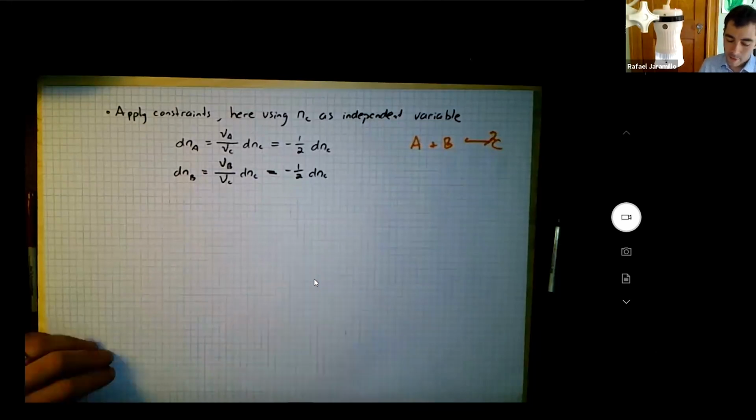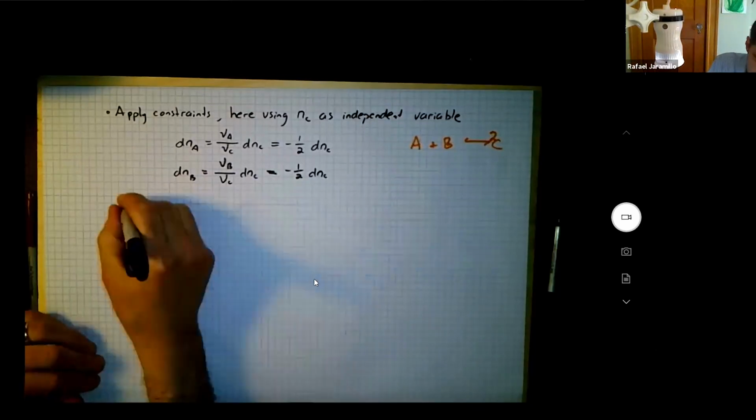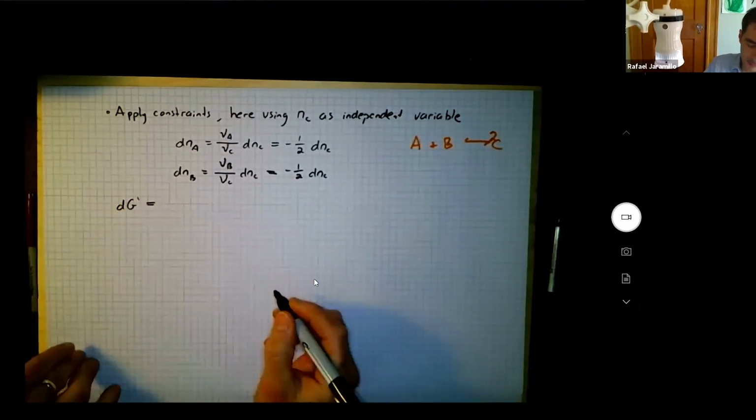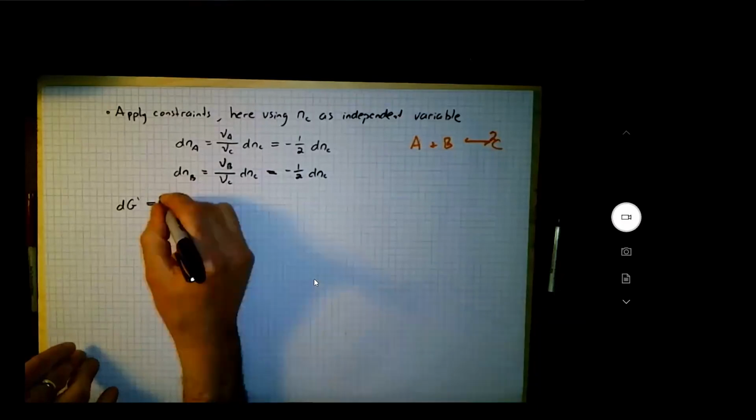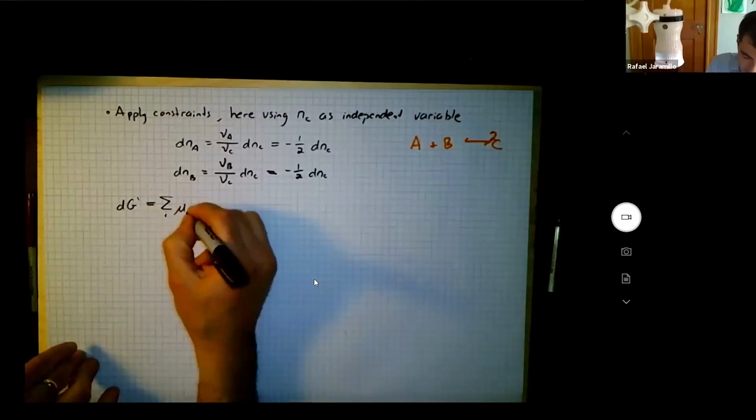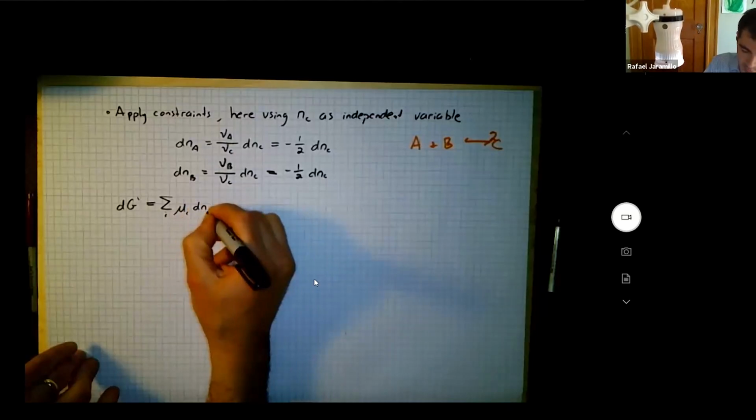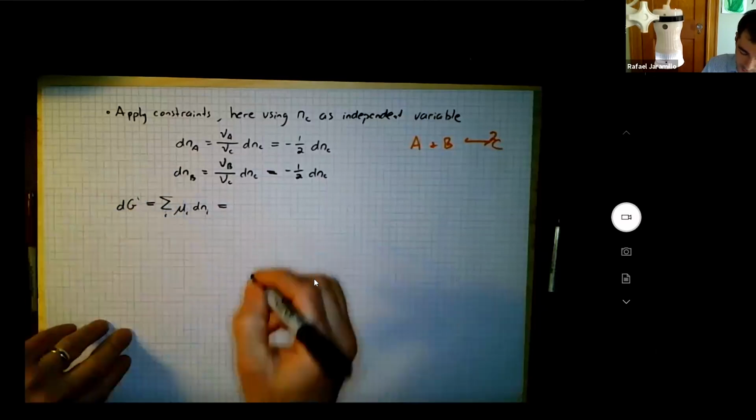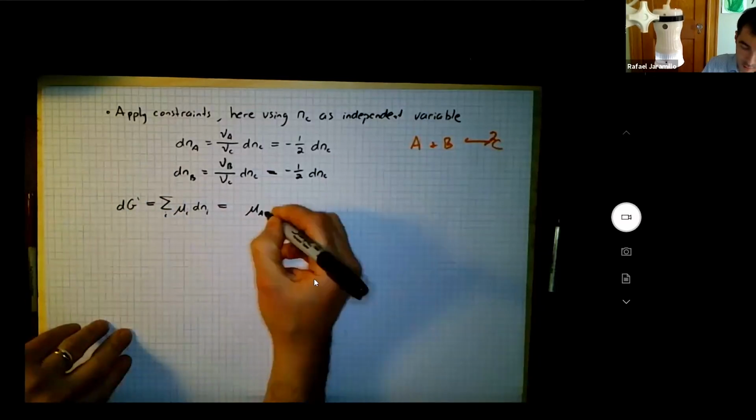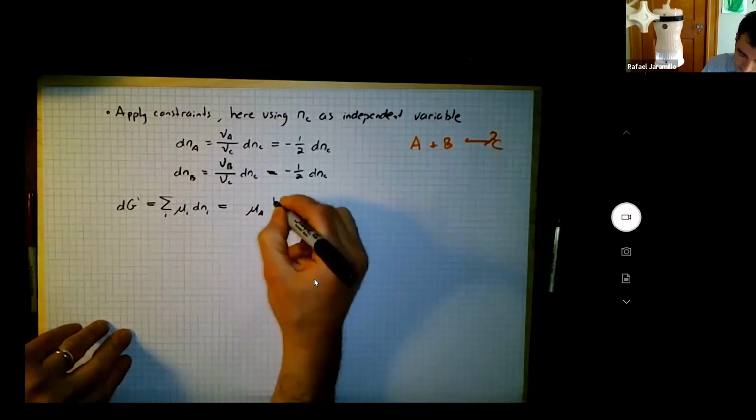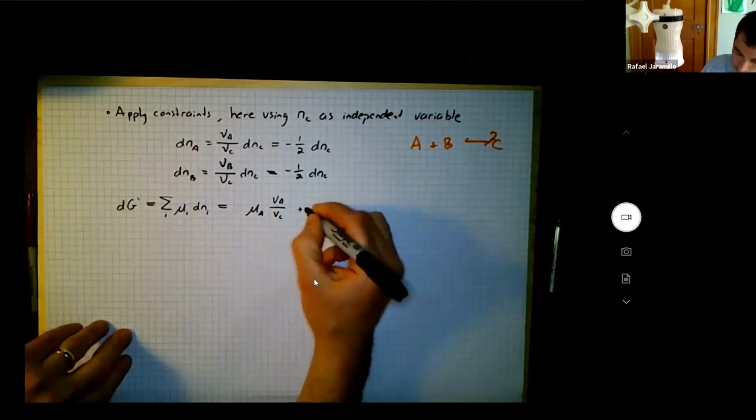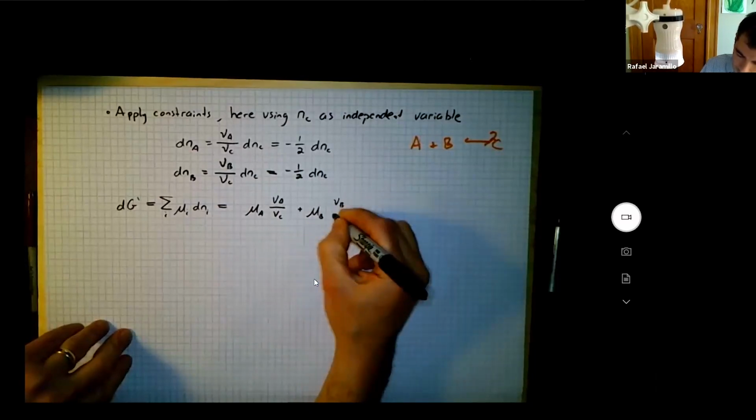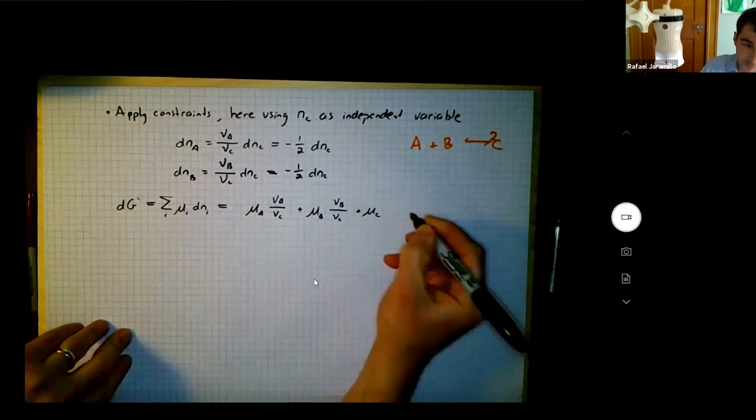Okay. So what I'm going to do is plug these into my expression for dG. dG equals, again, repeating from the previous board, mu of I, dn of I, and now I'm going to eliminate dn of A and dn of B, and write everything in terms of dn of C, and you get the following. Mu of A nu of A over nu of C, plus mu of B nu of B over nu of C, plus mu of C.